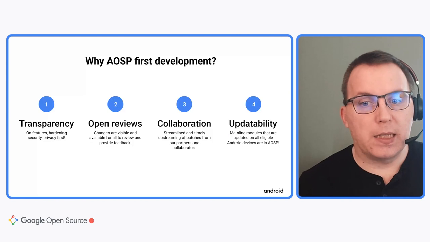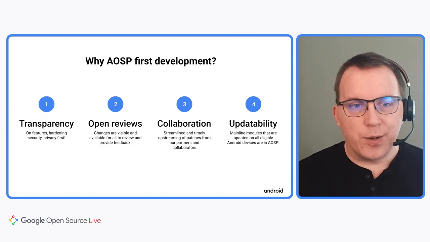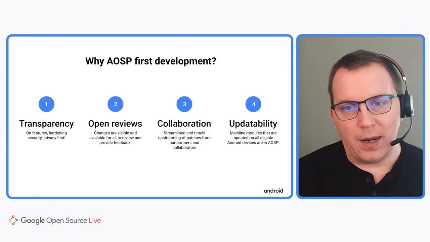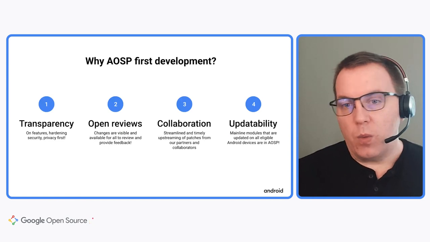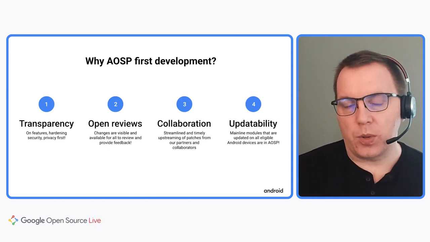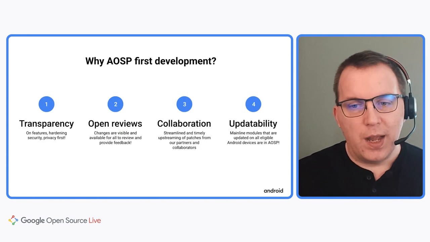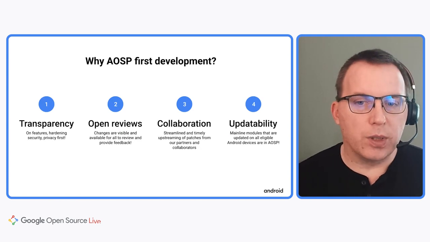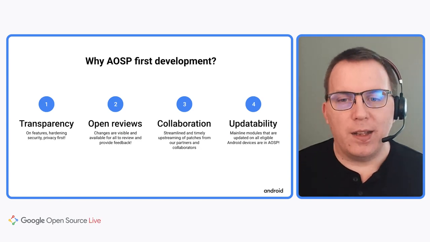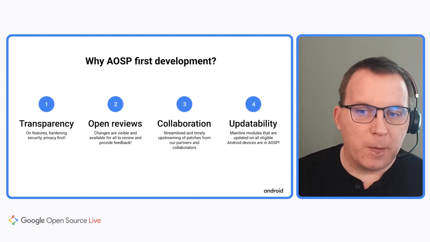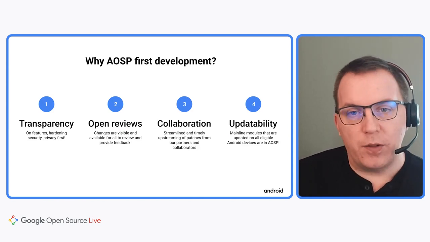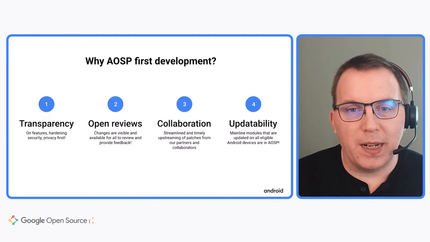The third big piece is collaboration. So we don't build Android alone. We rely on a lot of third-party code. We also work with a lot of partners out in open source, whether those are corporations, foundations, or even individuals who like to participate in the Android project and its work. And I'll leave updatability to Jeff when he talks a little bit later.